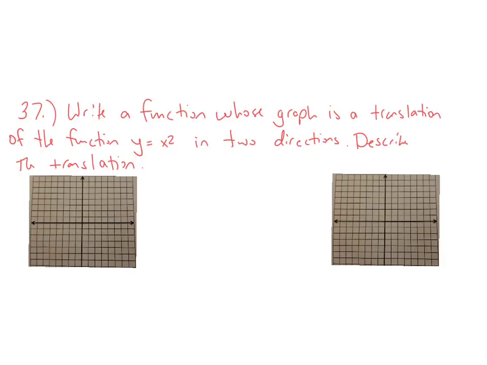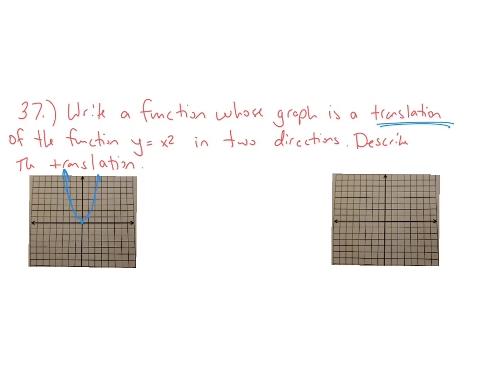All right, so number 37 says write a function whose graph is a translation. That means it's going to be moving the graph of the function y equals x squared. Well, y equals x squared, if you guys don't remember, looks like this. Remember, it's a U. It's just the original graph we've ever did with parabolas. So that's what the graph looks like.